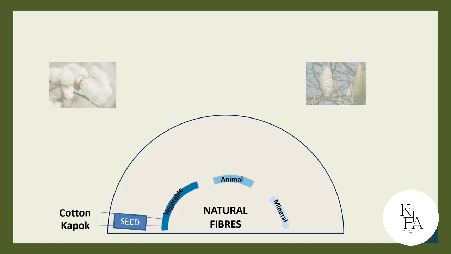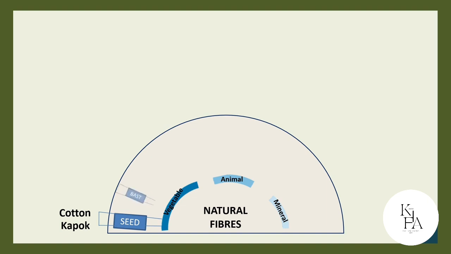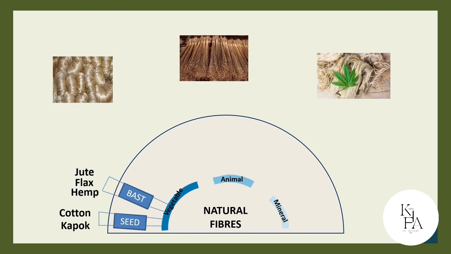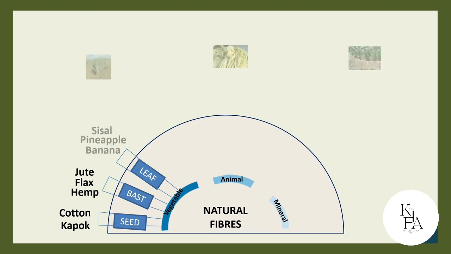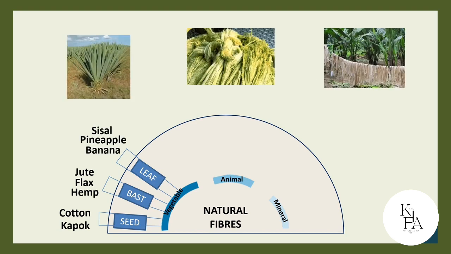Now bast or stem fiber. These are found in the inner bark of the plant stem. Major ones are jute, flax and hemp. The fibers that run lengthwise through the leaves, giving them additional strength, are the leaf fibers. Sisal, pineapple and banana are the major leaf fibers.